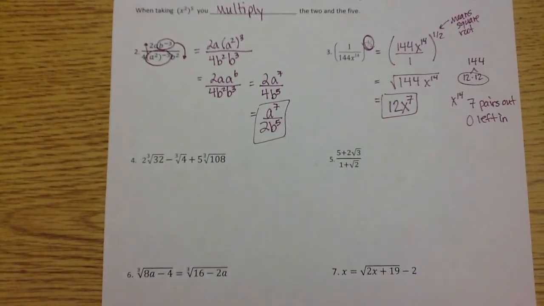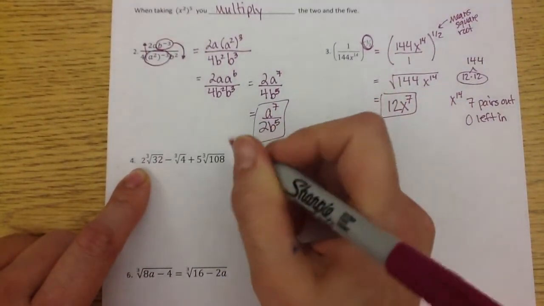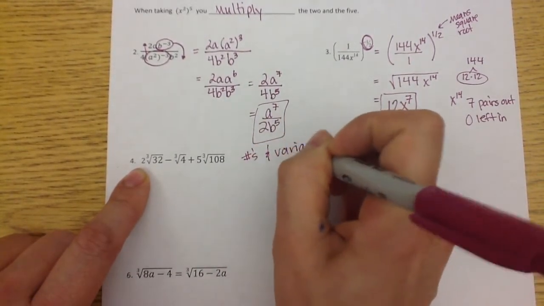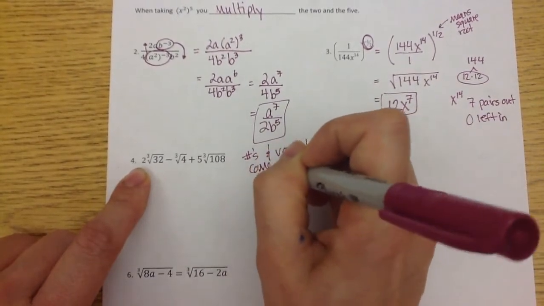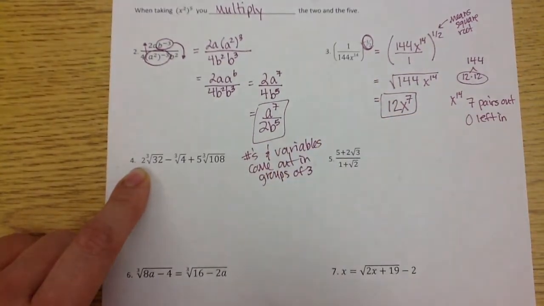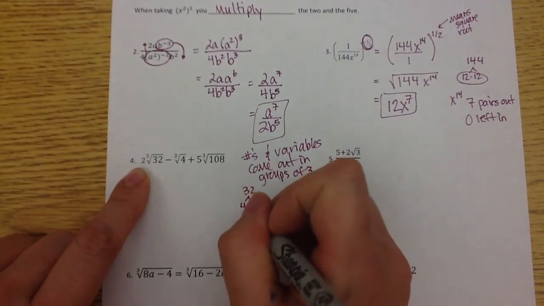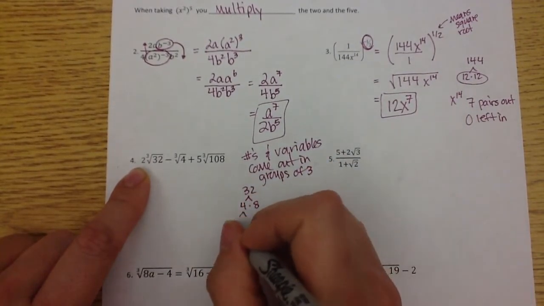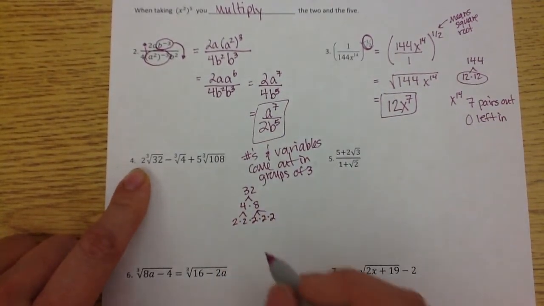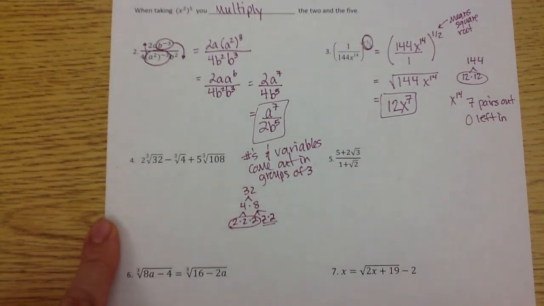Number 4, we're going to need to simplify these radicals, and they have an index of 3. So that index of 3 means that numbers and variables have to come out in groups of 3. So I'll take my 32 and I'll start to break it down. 32 would break down into 4 times 8. 4 would be 2 times 2, and 8 is 2 times 2 times 2. So I would have a group of 3 2's that would come out. 2 times 2 would be left in.